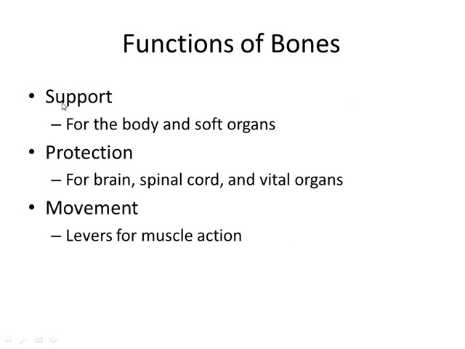The first one is support. Without our skeleton, we would just be blobbed on the ground. So it basically gives us our structure. It's our scaffolding. So it holds us upright. For protection, think about the cranium. It's protecting the skull. It's like a helmet for your skull. Your spinal cord basically is encased by the vertebra. Your heart and lungs are encased by the rib cage. So it acts as a protective mechanism.